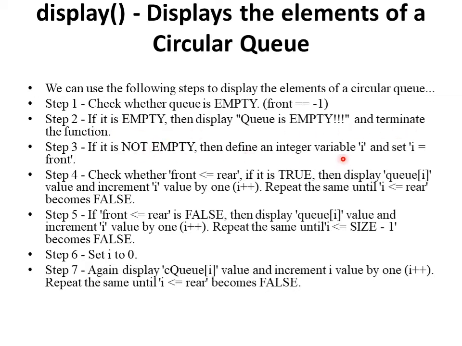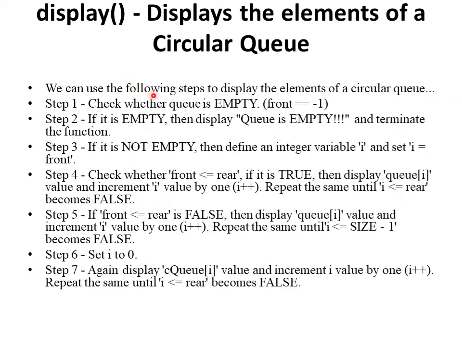If it is not empty, take an integer value I, because from position 0 to the maximum position I want to move. That means I want to print the values. For that reason I am initializing I as a variable, I equals front, as I have done previously in the linear queue. Check whether front is less than or equal to rear. If it is true, then display queue of I, where I is the position of front, and increment I by 1, I plus plus. Repeat the same until I is less than or equal to rear becomes false.